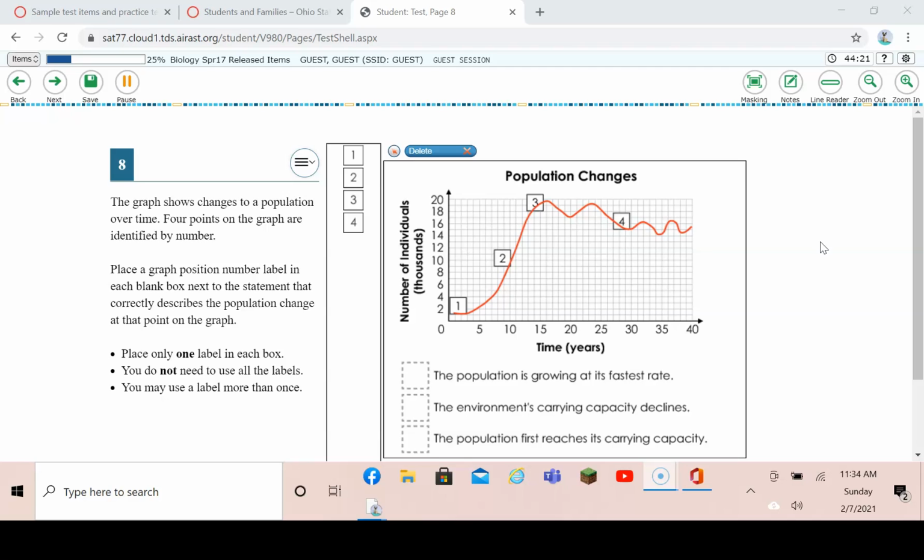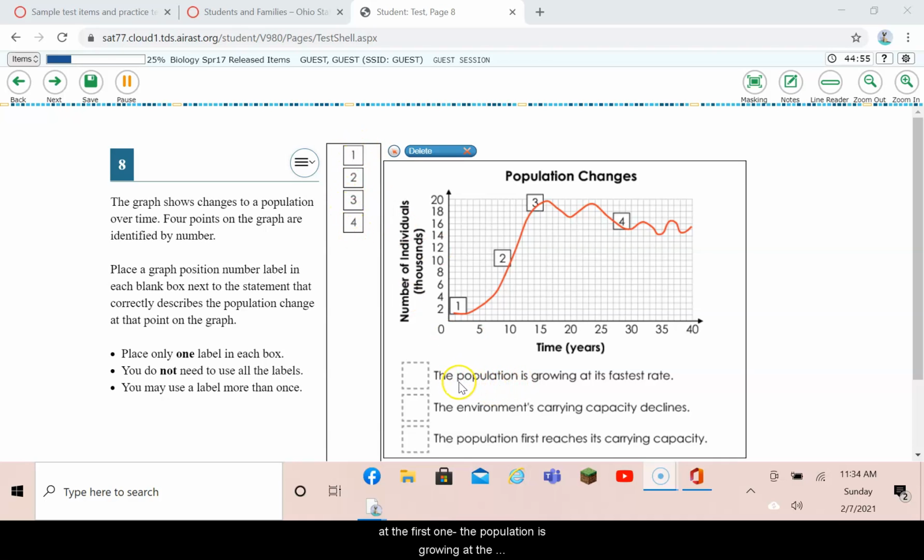Number 8. This one is about just reading a graph. The graph shows changes to a population over time. 4 points on the graph are identified by number. Place a graph position label in each blank box next to the statement that correctly describes the population change at the point on the graph. Place only one label in each box. You do not need to use all the labels. You may use a label more than once. So, here are our labels over here, 1, 2, 3, 4.